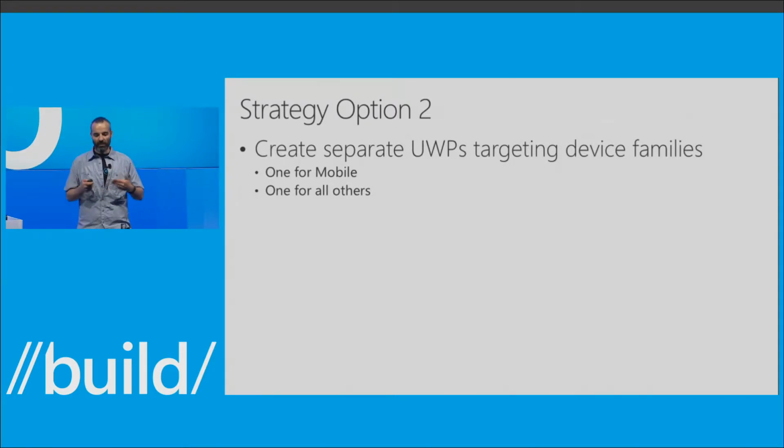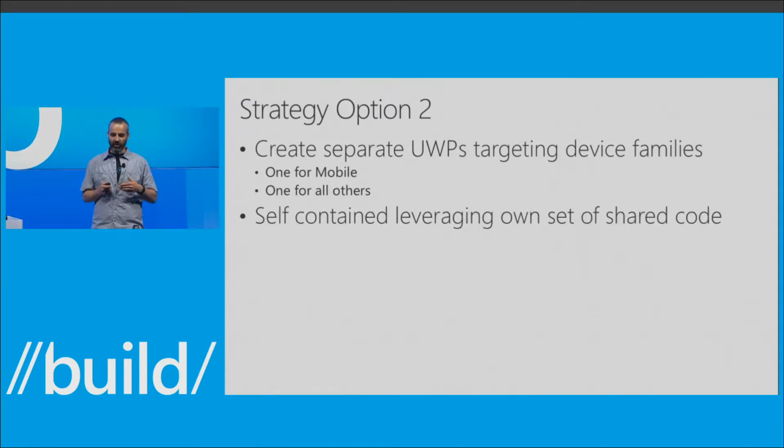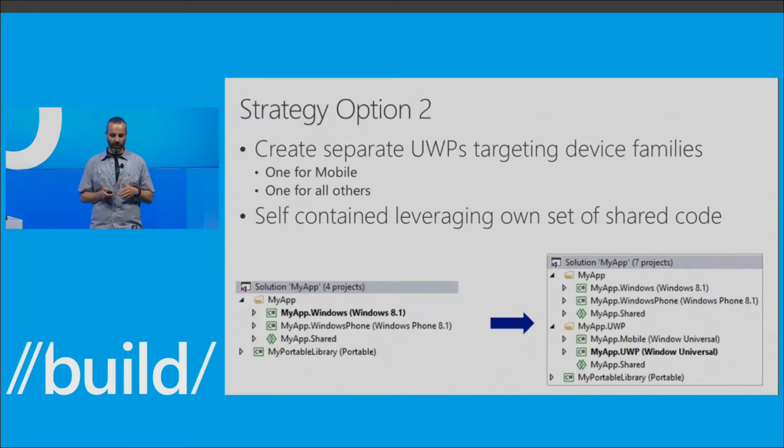Another option is essentially when you want to create multiple targeting apps. And again, one for mobile. It might be Xbox. And it's self-contained in this case. It's sharing its own code. And this is what it looks like. It's essentially a mirror of the 8.1 project structure. Give you a second to look at that. OK, and then it has its own shared.